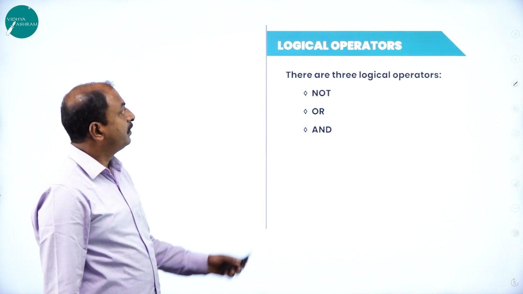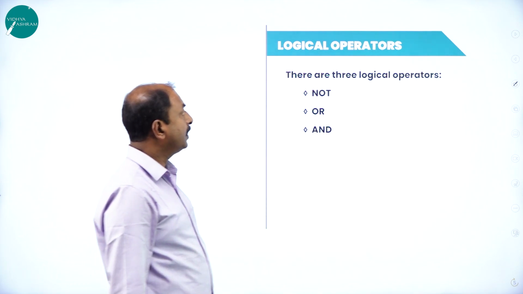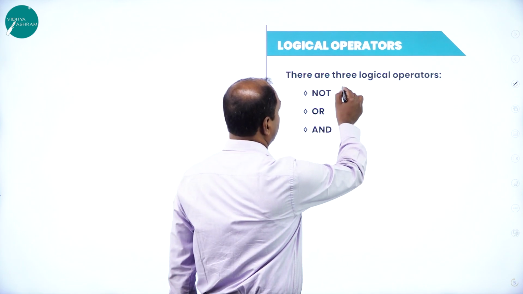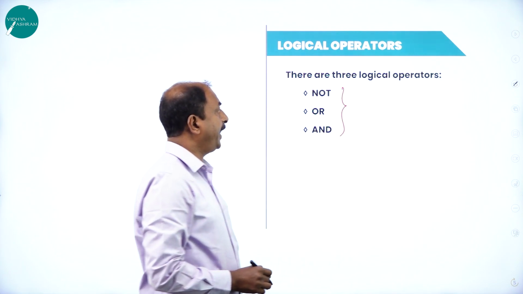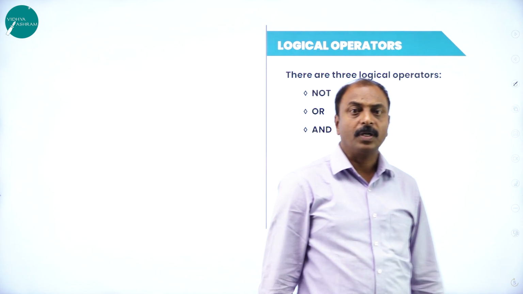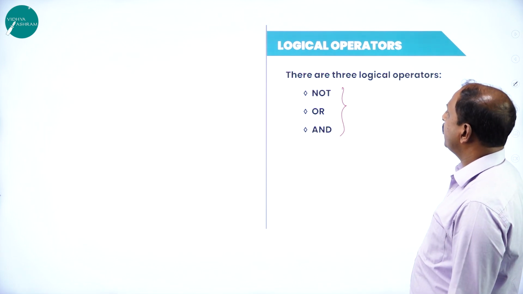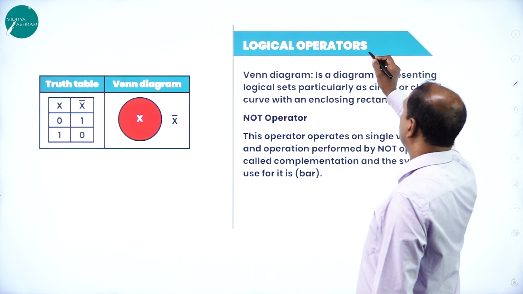This is the definition of a truth table. In the next slide, we will see logical operators. So what are logical operators? These are the operators not, or, and. They are the operators used to perform logical operations in Boolean algebra.